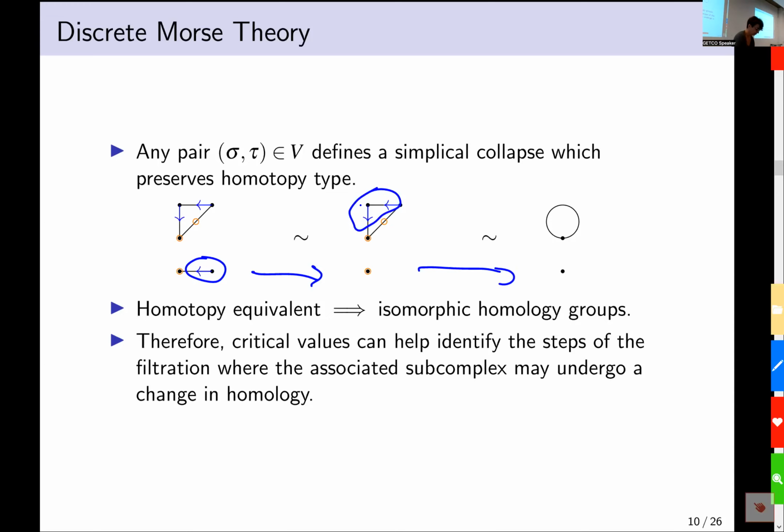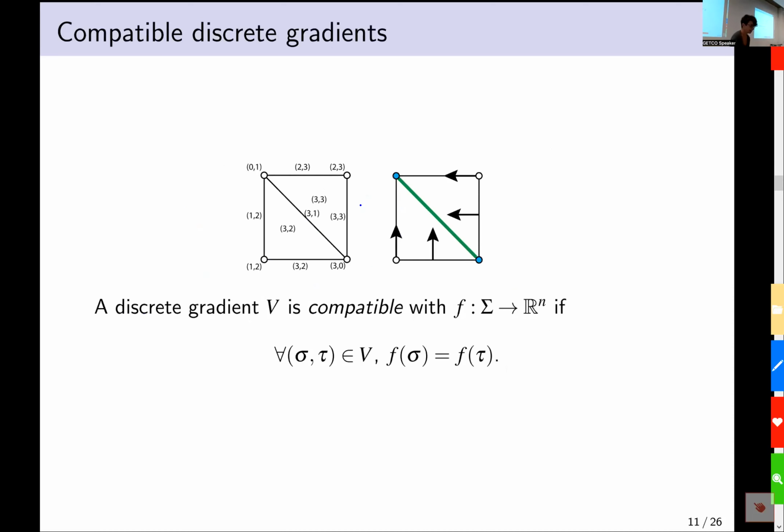And the idea is that the critical values of these cells help us identify the steps of the filtration where there is a change in the topology, in the homology. But actually, I'm not so interested in homology, but rather in persistent homology. So I want that not only the homology remains the same, but also the persistent homology, and so the persistence module remains the same, up to isomorphism.